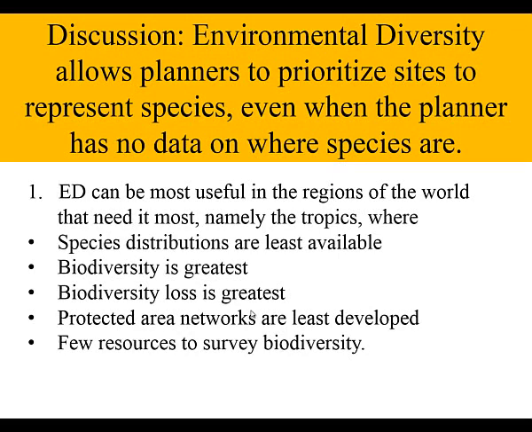Environmental diversity is something that planners may be able to use to prioritize sites to represent species, even if that planner has no data on where the species are. I think one of the most encouraging things is this could be useful in precisely the areas of the world where we most need a no data surrogate, meaning tropical regions, because these are the areas where the data are least available. It's where the biodiversity is greatest, where the threats to biodiversity are greatest. Protected area networks are least developed, and there are few resources to conduct surveys. So potentially a very powerful tool here.